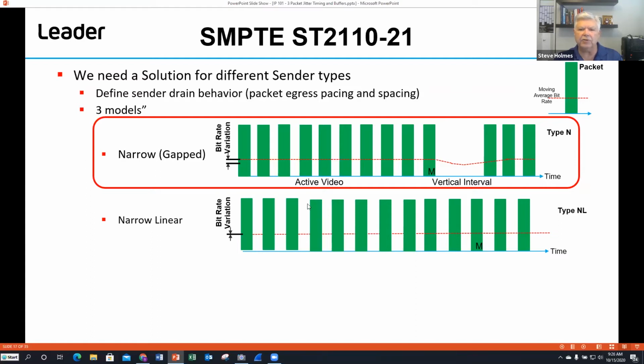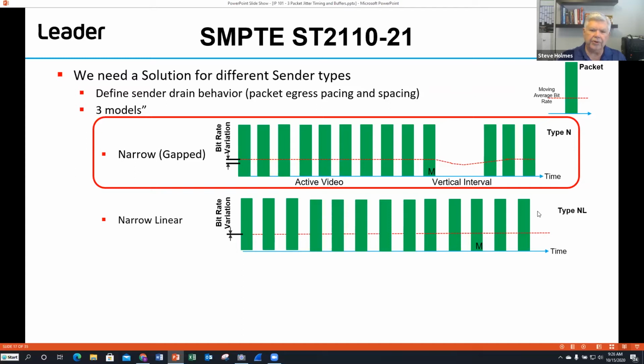The narrow linear is the other one I talked about, where we're going to take this and just spread it out ever so slightly so that we completely fill up that vertical interval gap. And this frame here that has my end bit is now over here right next to the start of the next frame. So now you get a smooth continuous flow at all times.